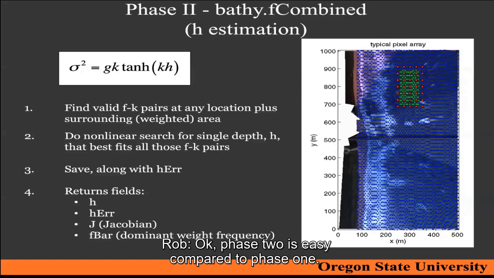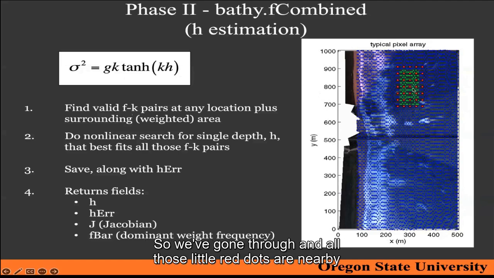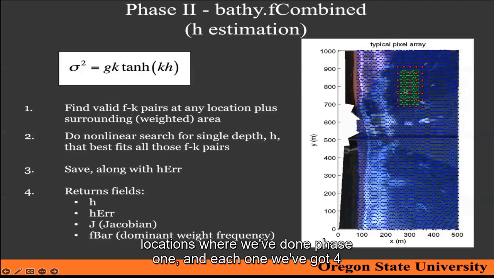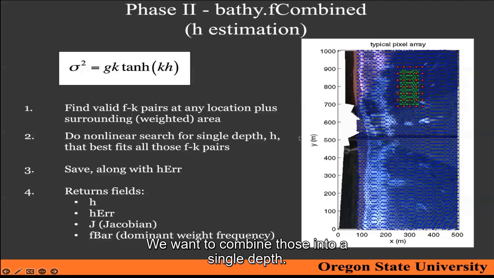Phase two is easy compared to phase one. So the idea is, again, this is a linear dispersion relationship. We now have a bunch of FK pairs at a bunch of analysis locations. So we've gone through, and all those little red dots are nearby locations where we've done phase one. At each one, we've got 4 frequencies and wave numbers. We want to combine those into a single depth.